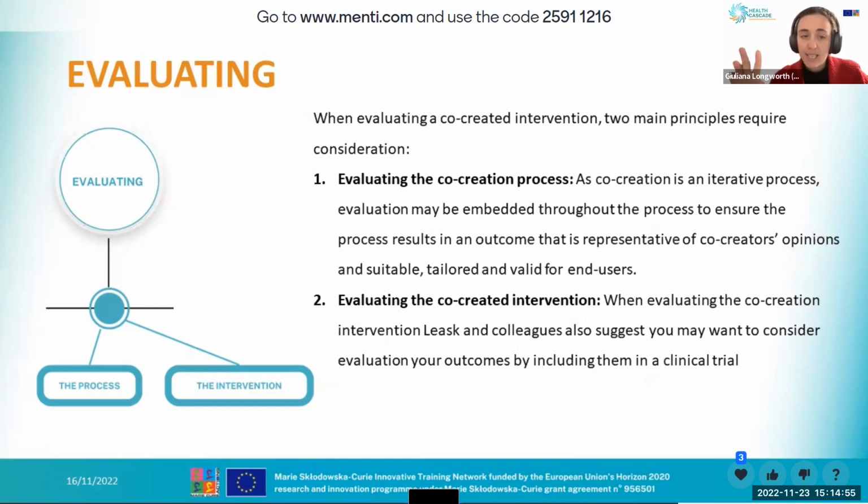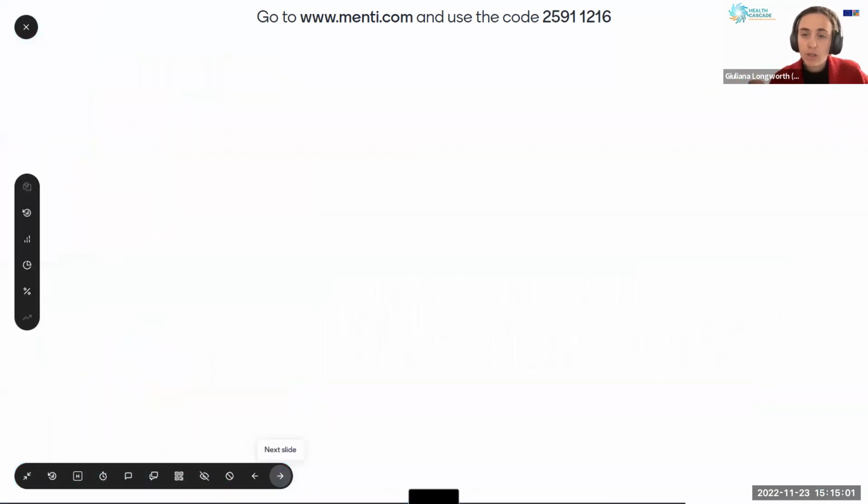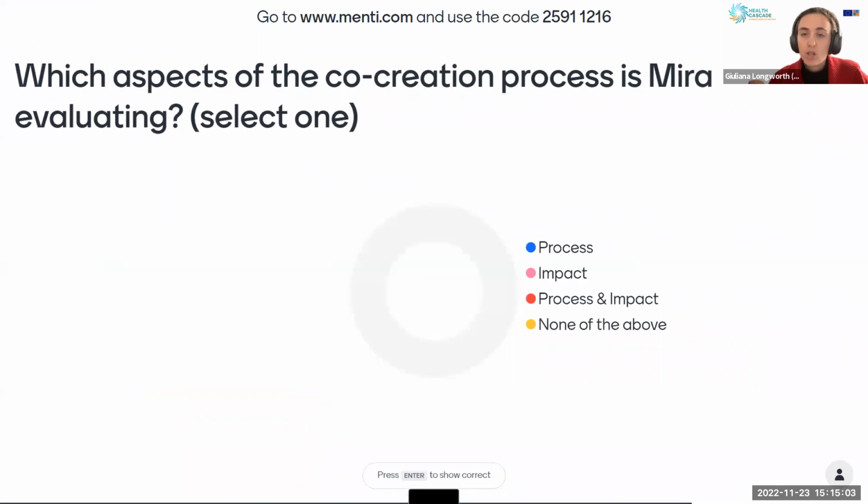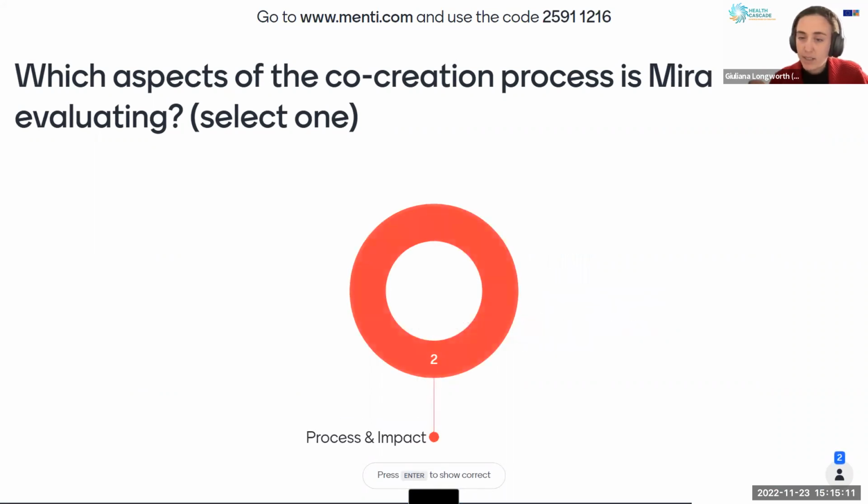So next slide, in terms of evaluation, we wanted to ask you the following question. So which aspects of the co-creation process is Mira evaluating? So select one among process, impact, process and impact, or none of the above. So I'll give you a few seconds for that.